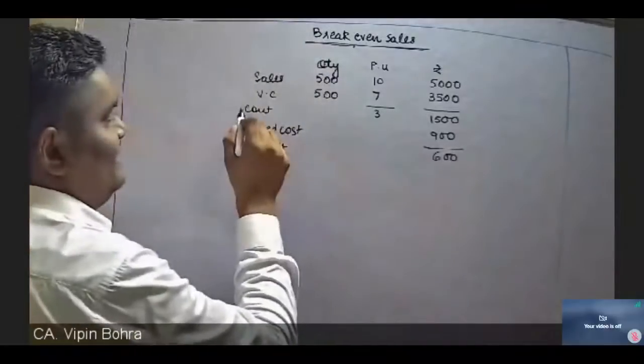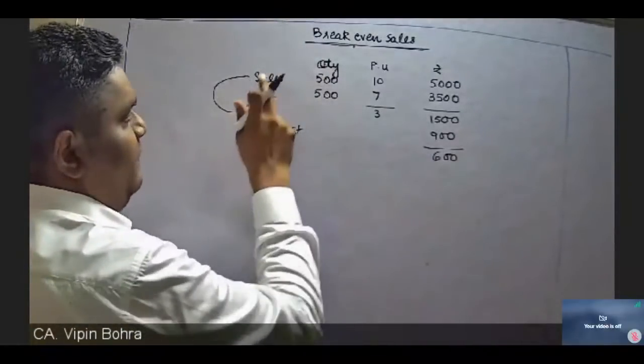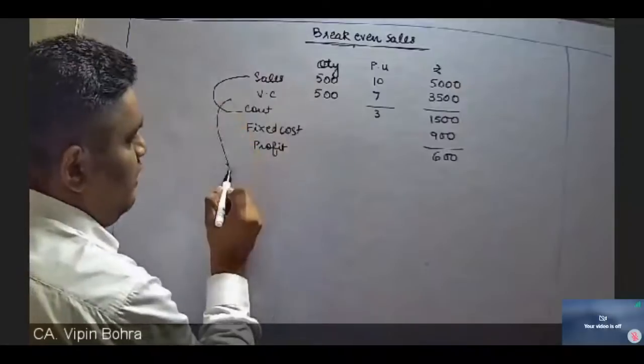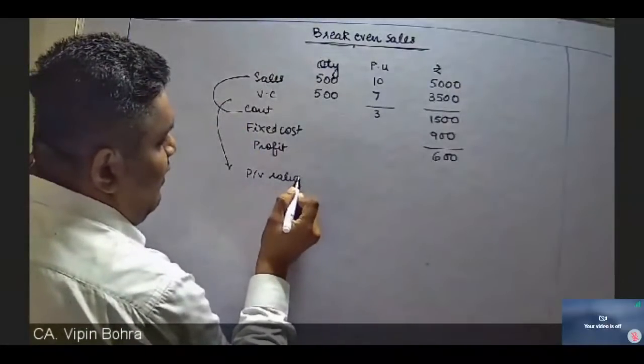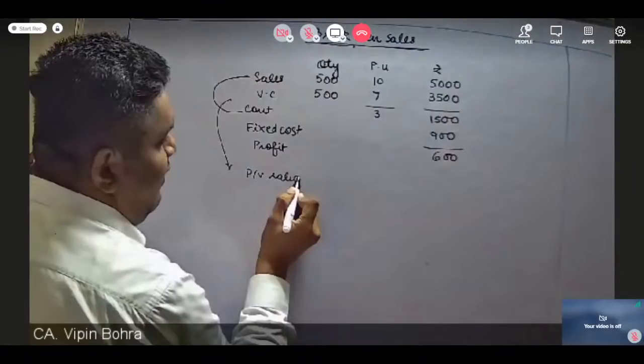As discussed, the relationship between contribution and sales is what? We call it PV ratio. And it is 1,500 divided by 5,000 into 100, that is 30%. It means our contribution is 30% of sales. Alternatively, you can also say that 3 divided by 10 into 100 is also 30%.